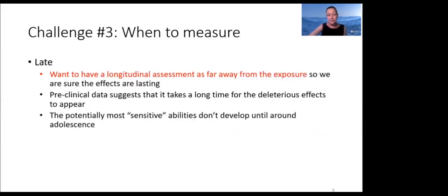There's also arguments to be made for measuring late. We want to have a longitudinal assessment as far away from the exposure as possible so that we're sure that the effects are lasting. Also, the preclinical data suggests that it takes some time for the deleterious effects to appear. And also the potentially most sensitive abilities don't even develop until adolescence, things like executive functioning. So there's an argument to be made for measuring late.